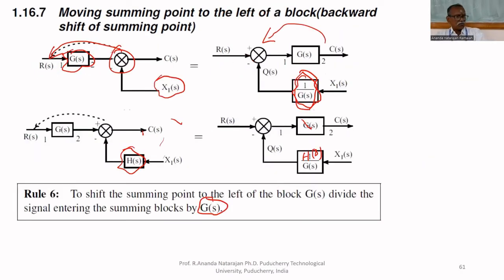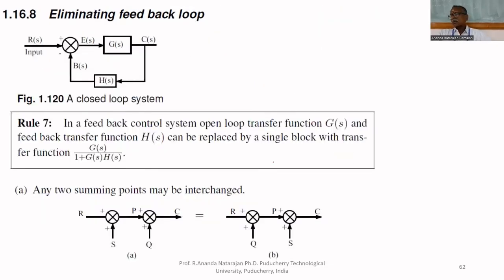Similarly, if you want to move the summing block backward, the shift is not amplified by G(s). That's why we divide by G(s). So you can easily remember the six rules. The seventh rule is different.